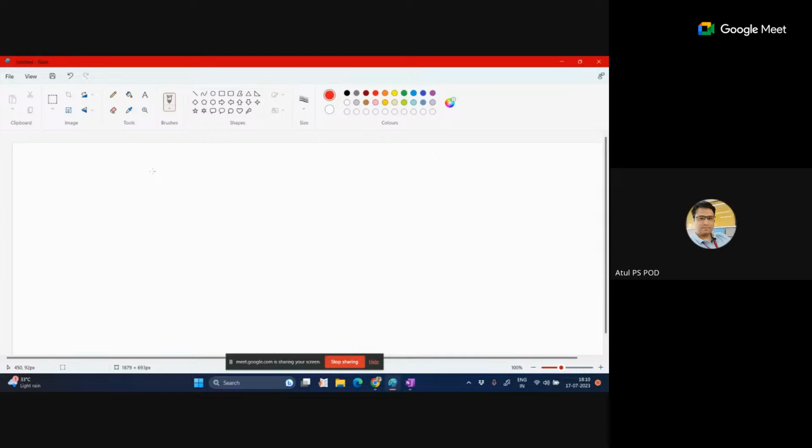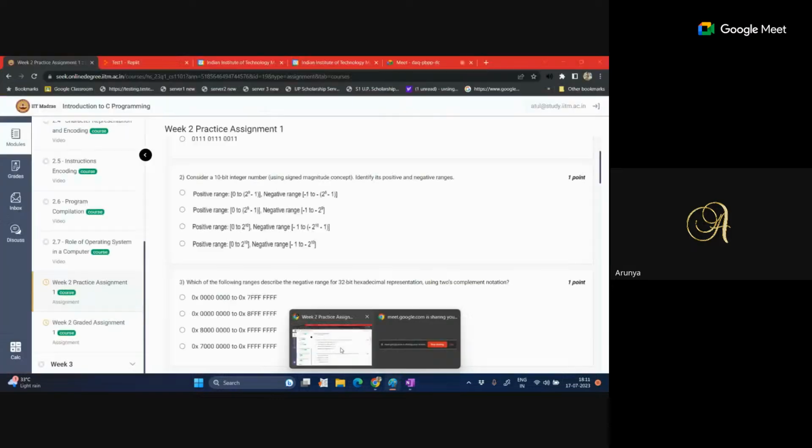Just tell me, if you have 8 bit, what is the last range of the value you can take? Negative side or positive side? Just talking about the positive side. The last value would be, if 1 bit is used for the sign, then the last value will be 2 raised to power 7.